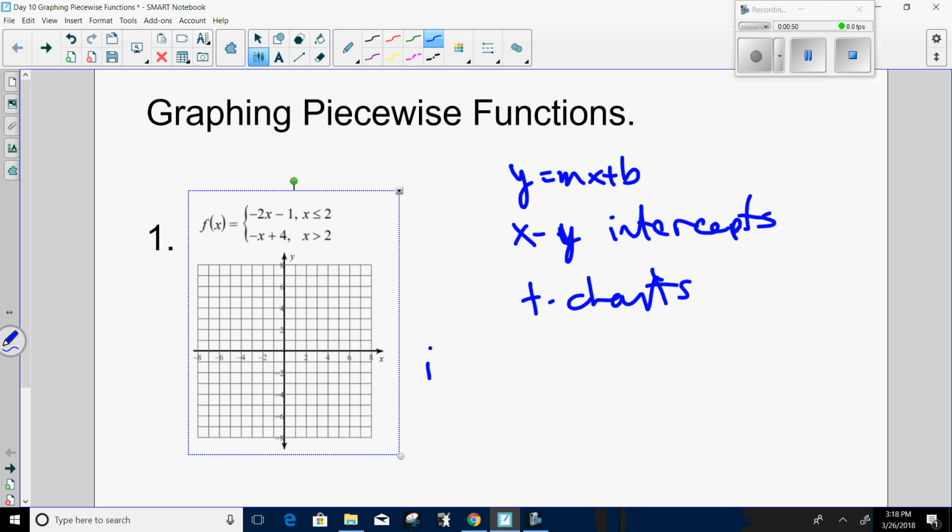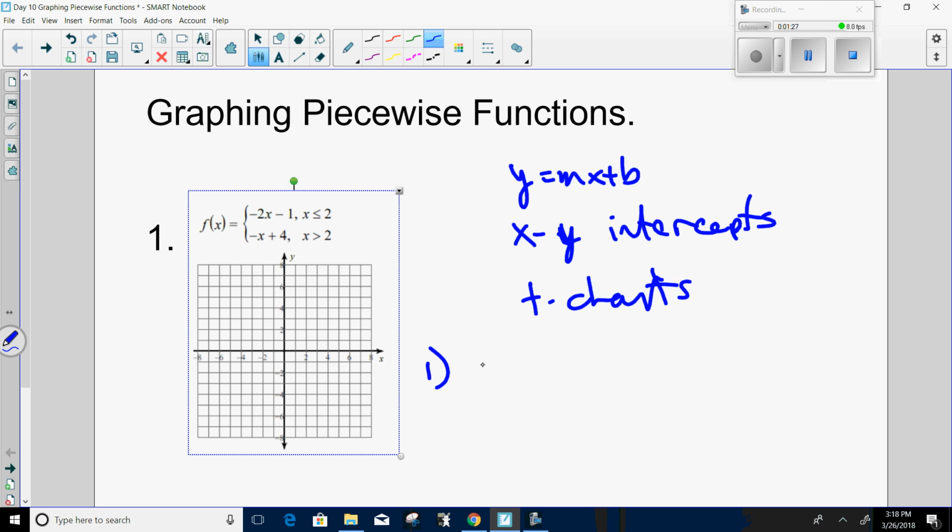The first thing you're going to want to do is look at where the graph changes pieces. So you have x's less than or equal to 2, and you have x's greater than 2. When x values are less than 2, like -1, 0, 1, you're going to use the top part of the function. When x is greater than 2, you're going to use the bottom part of the function. When x is equal to 2, you're going to use the top part of the function because of the equal to in the inequality. So the first thing you need to figure out is, where does the graph switch?